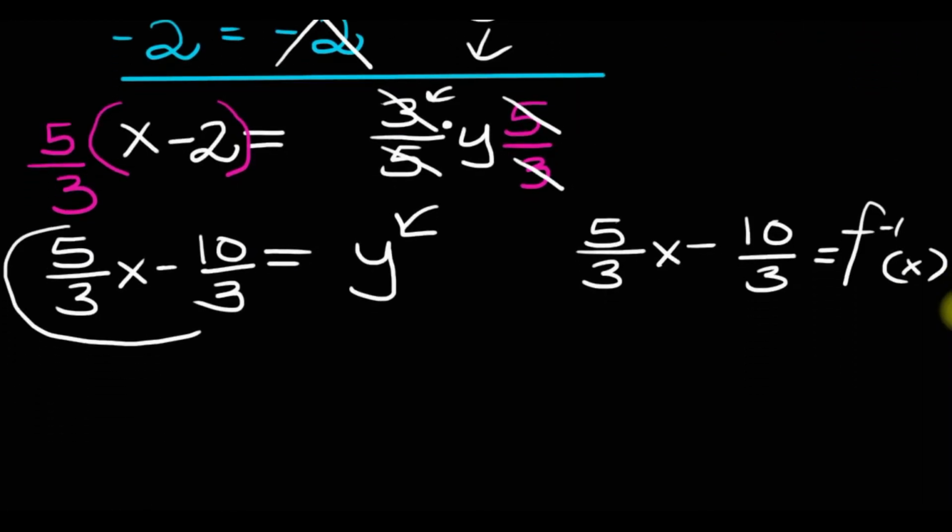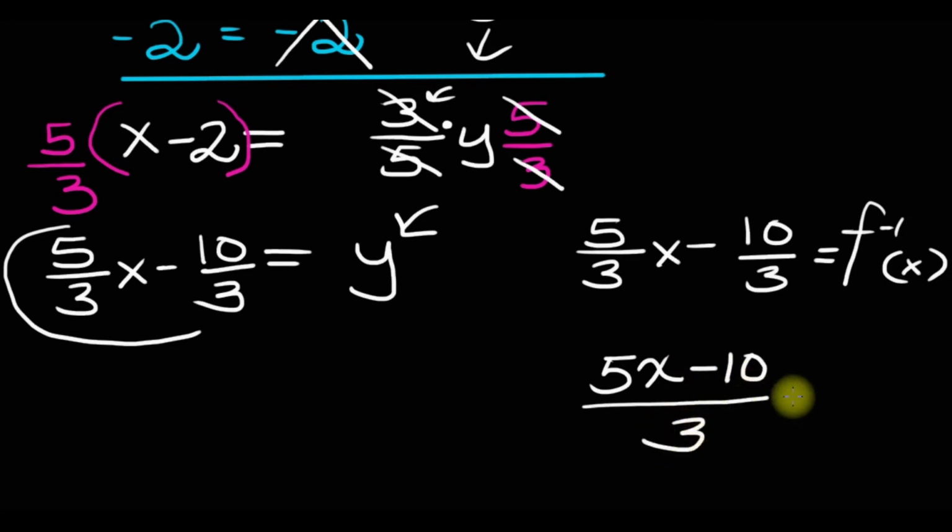Or you can rewrite this, because they have the same denominator, right? You can also rewrite it into one fraction. So 5x minus 10 all over 3. Okay, and that's my inverse. So this is your inverse of the given function.